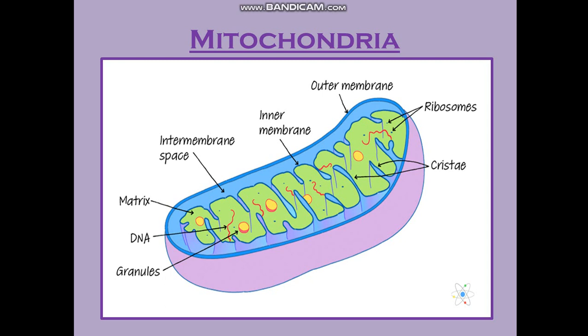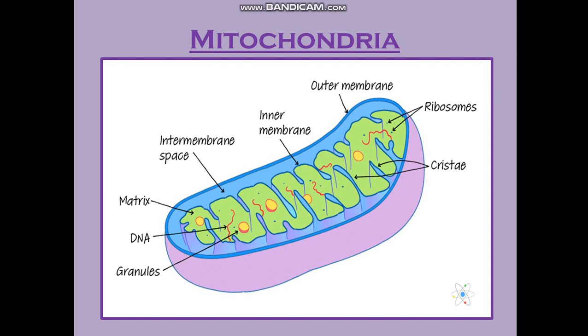You can see it's a semi-autonomous organelle. It can sustain itself because it has its own matrix which can be compared to cytoplasm. It has its own DNA which can be compared to the prokaryotic cell. Of course it has its own ribosome. So it is a very important organelle and can be compared to a prokaryotic cell.